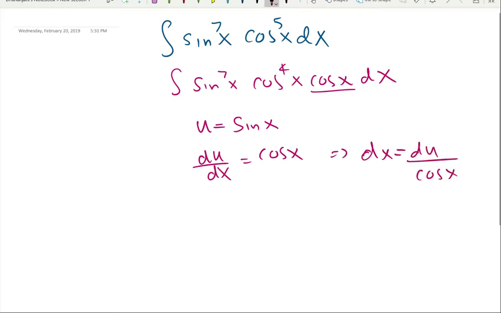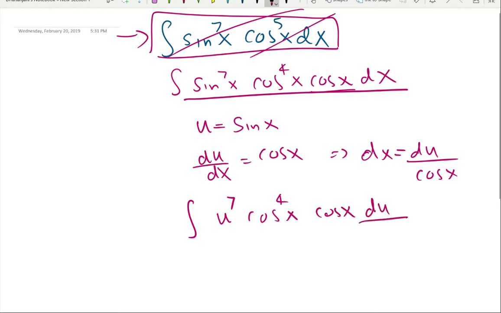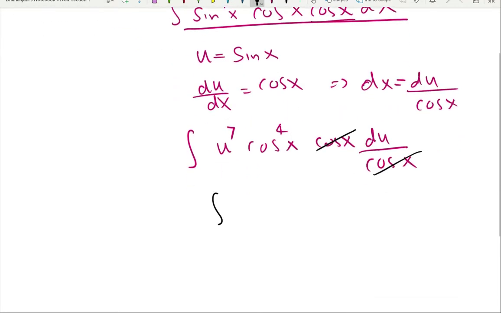Alright, so let's do the substitution. u is sine, so this is u to the 7 and cosine to the 4 x. I am substituting it to here, not to here. Do not even touch this now. Forget that you have it here. Alright, so cosine to the 4, cosine x, and I want to see that cancellation by myself. So I write this step. You see, I cancel out cosine. So what we have here is u to the 7 cosine to the 4 du.